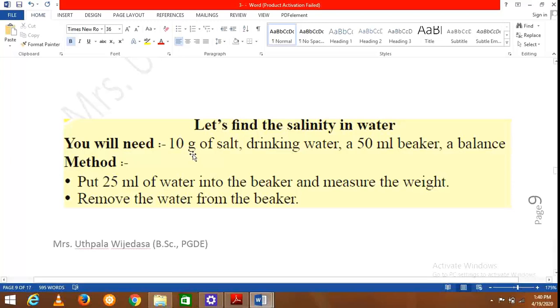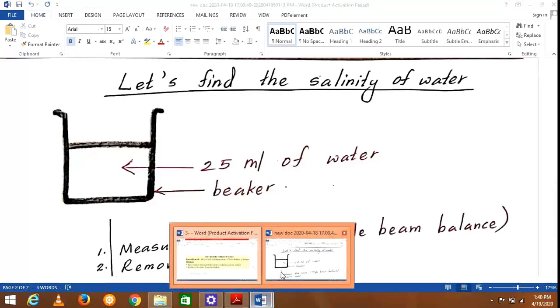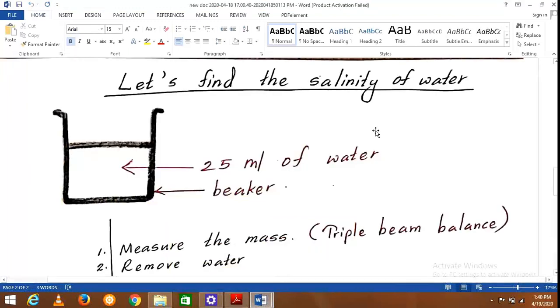For that you need about 10 gram of salt, drinking water, a 50 milliliter beaker, a balance. Here you can use a triple beam balance or a digital balance in order to take the mass. I will explain the method by using this simple diagram. There, what you need to do is you take the beaker and put 25 milliliters of water into it.